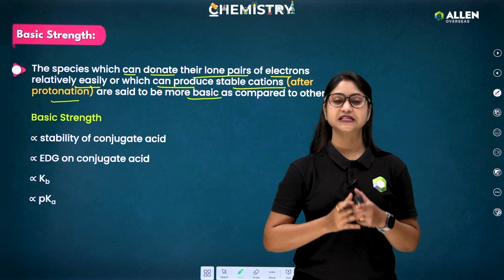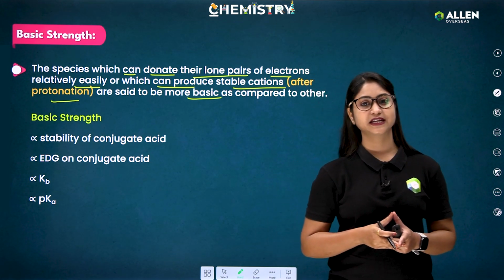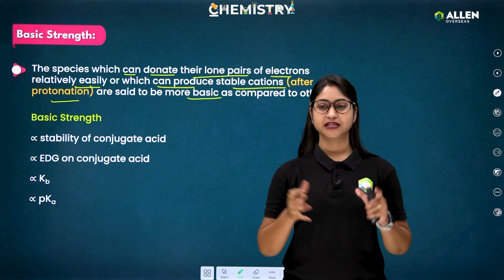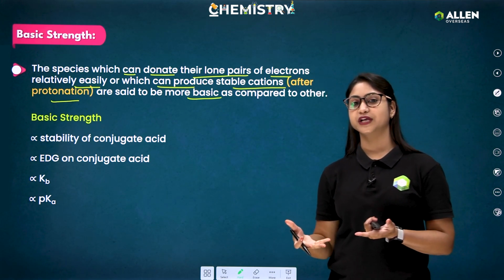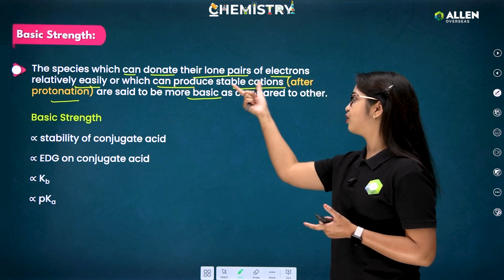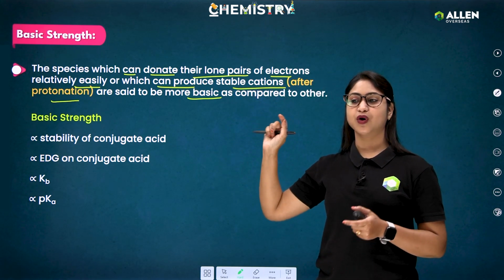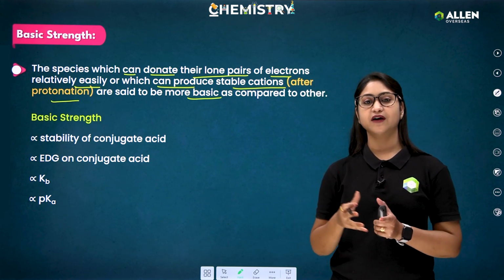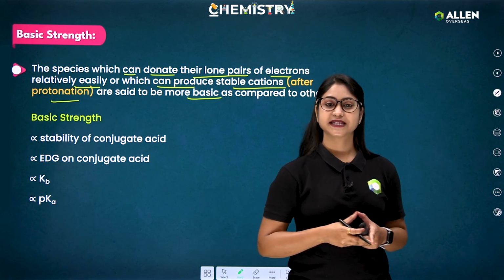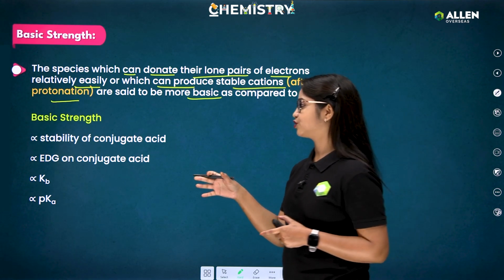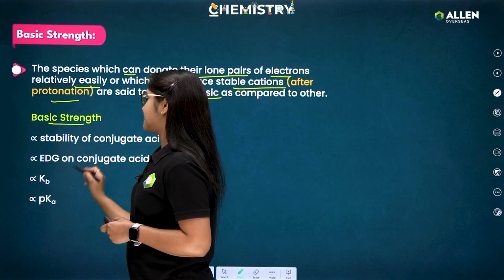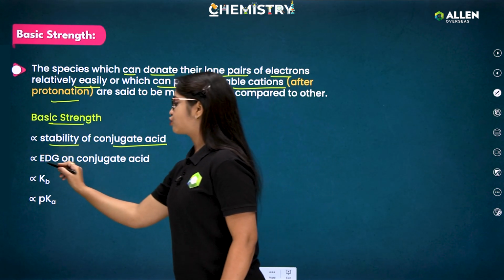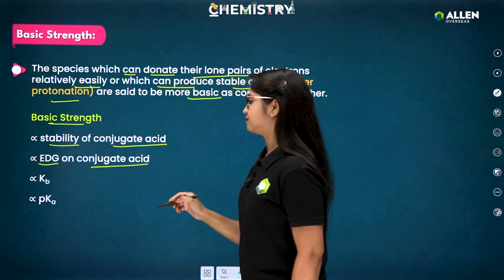Bases are those species which can donate a pair of electrons easily, or which can accept one H plus ion, meaning they get protonated, and after protonation they make more stable cations. After accepting H plus ion, they will be making their conjugate acid. So here we have to compare the stability of conjugate acids. That's why basic strength is directly proportional to the stability of conjugate acid and electron donating groups on the conjugate acid.